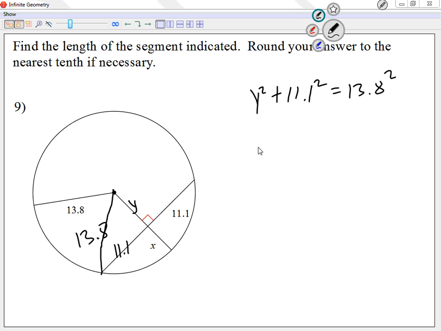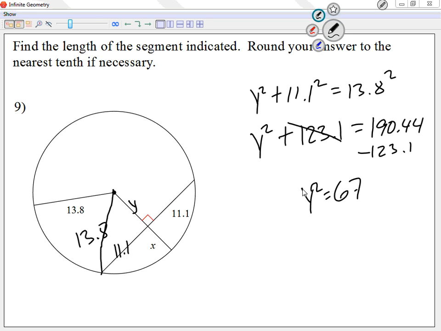So let me write this as y squared plus 123.1 is equal to 190.44. Let me get rid of the 123.1. I get 67.34. So y squared is 67.34. So that means y, taking the square root of it, is equal to 8.2.